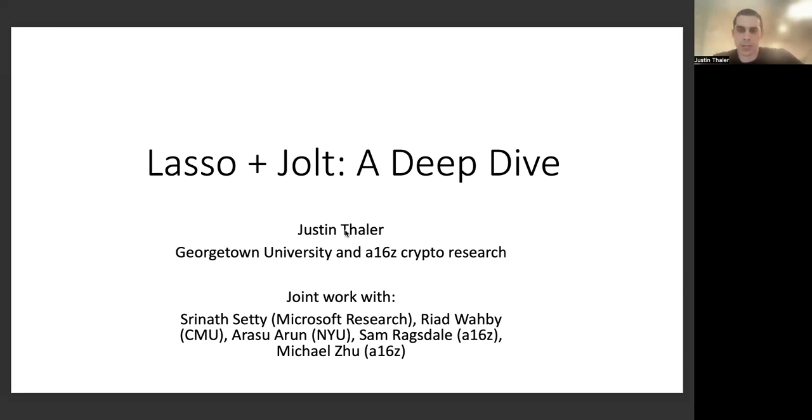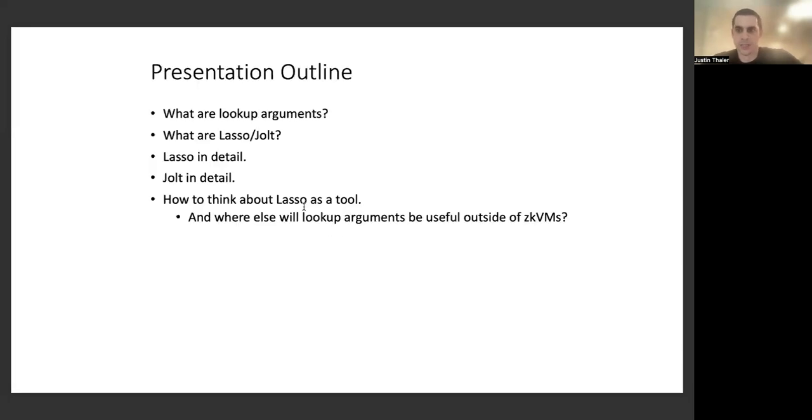Okay, so let me start by telling you what my plan is today. And I welcome diversions or tangents. I'll tell you first, what is a lookup argument? Because Lasso is essentially a new lookup argument. Then I'll tell you what Lasso and Jolt are. Then I'll give details of Lasso, details of Jolt. Jolt is essentially a system that builds on Lasso.